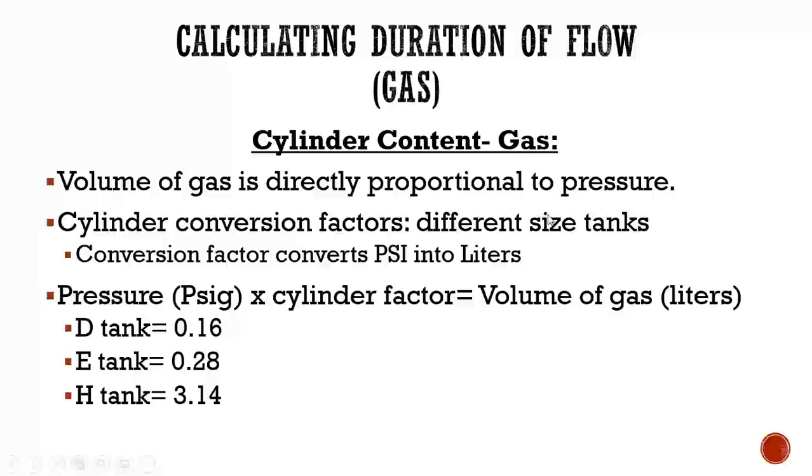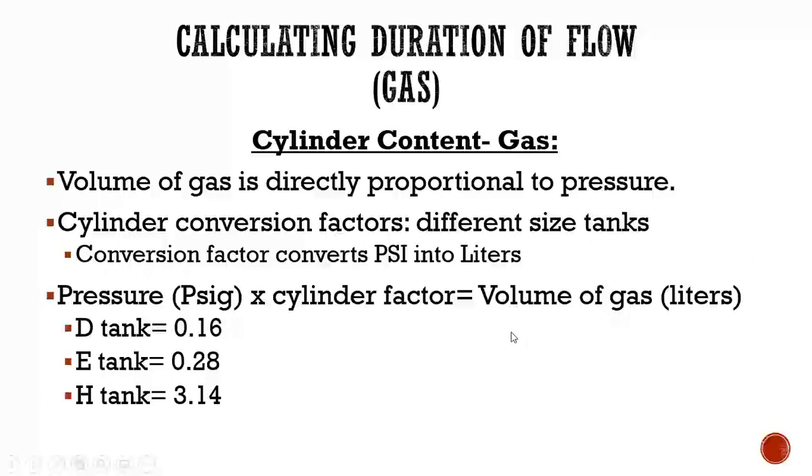Volume of gas is directly proportional to pressure, okay? So we talked about how a full tank is 2200 psi, all right? But obviously, if you look at the previous slide, we have different size tanks. So we have these conversion factors to help us compensate for the fact that tanks are different sizes. So if a full tank of gas is always 2200 psi, you will use this conversion factor for an H tank, this conversion factor for an E tank, and this conversion factor for a D tank. So you take the pressure that you're given for the tank times the cylinder factor, and that's going to equal your volume of gas in liters.